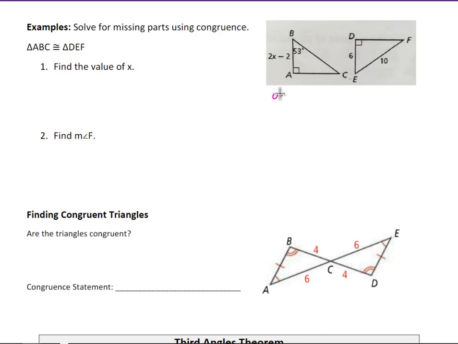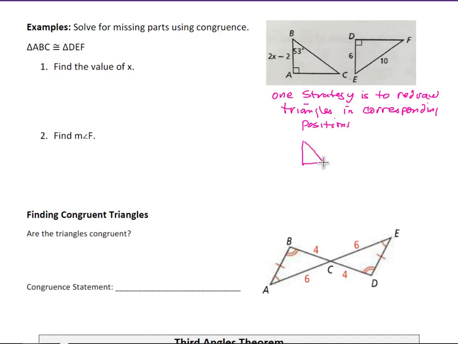For this one, I want to find the value of x. A lot of times it's useful to redraw the triangles so they're in the same matching position so we can match the corresponding parts up. So angle D goes with angle A, angle F goes with angle B, and angle E goes with angle C. And that means that angle F is also going to be 53 degrees, since that corresponds to angle B.